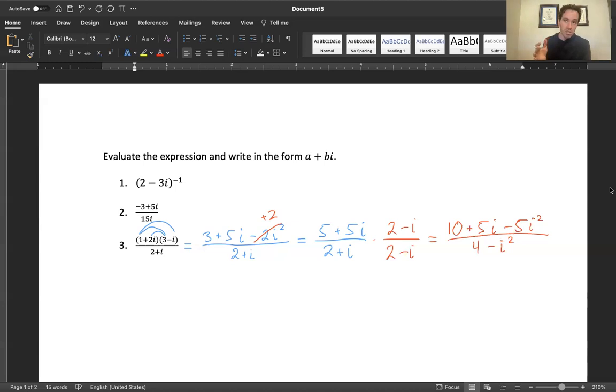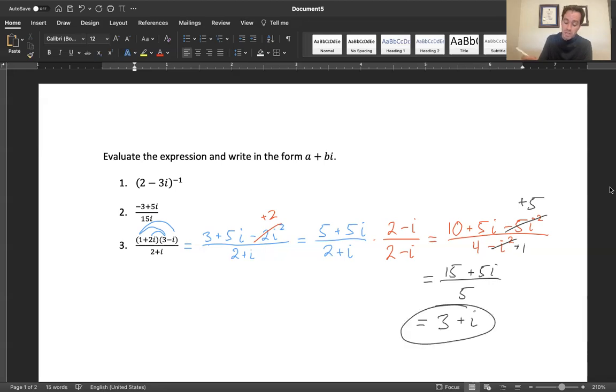Yes, sometimes I go right to the negative 1. Sometimes I write i squared. I don't have any explanation for why I do it one way sometimes and the other way other times. I just like to keep it interesting. Minus 5i squared on the top is going to turn to plus 5 because i squared is negative 1. 10 plus 5 is 15, plus 5i over 4 minus i squared. That's 4 minus negative 1, so this turns into plus 1. That's over 5. And then 15 over 5 is a nice easy 3. 5i over 5 is an even easier i just by itself.